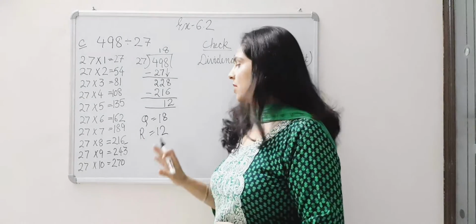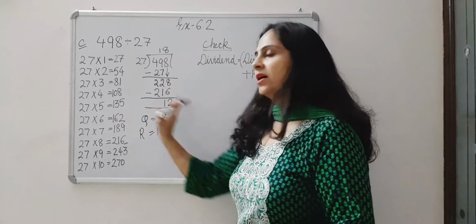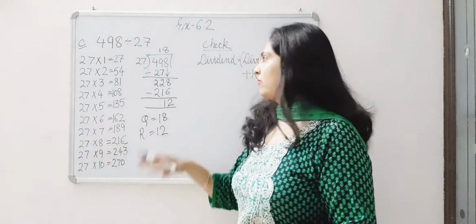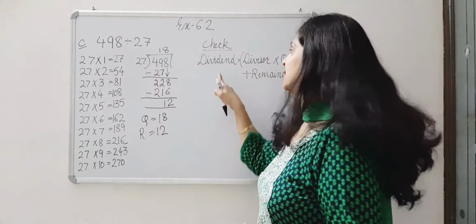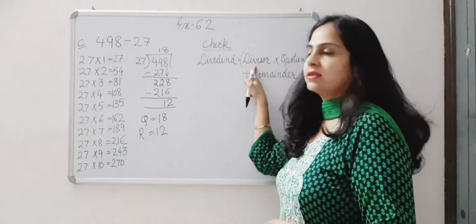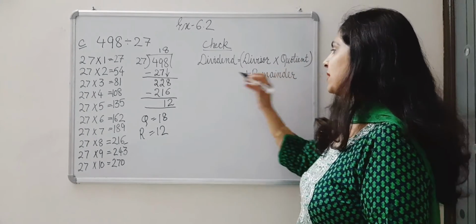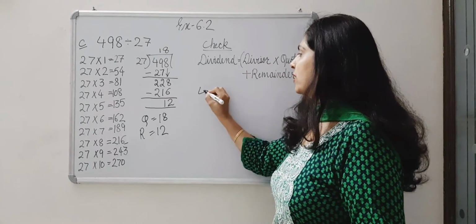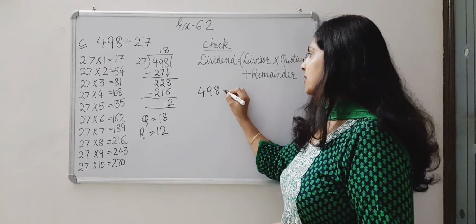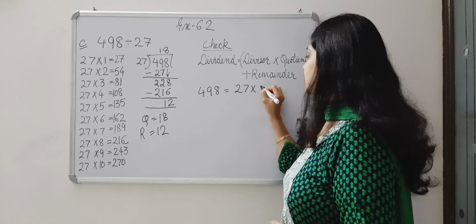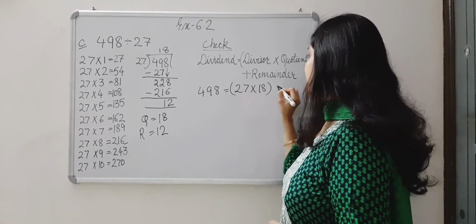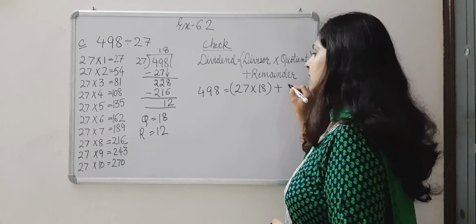I guess up to here, that is the division part, it is clear to you. Now we have to check. Again, you know how to check. There is a relation. Dividend is equal to divisor multiplied by quotient plus remainder. Now here dividend is 498, equal to divisor 27, quotient 18, plus remainder 12.